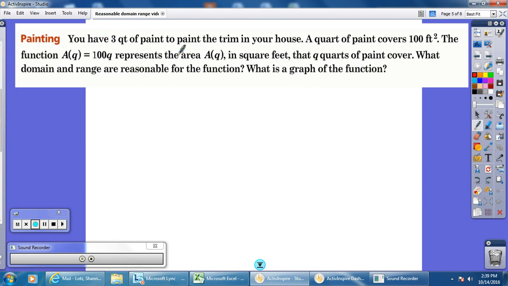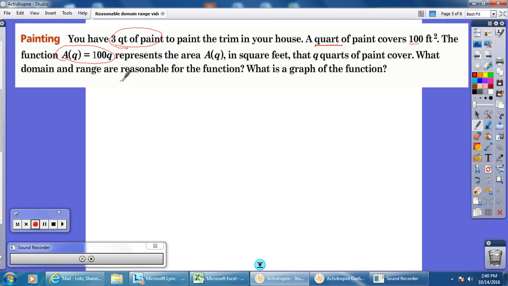So here we have a whole sentence. You have 3 quarts of paint, and you want to paint the trim in your house. 1 quart of paint covers 100 square feet, okay? And it's giving us a nice function. So it represents the area in square feet that how many quarts of paint we have can cover. So what is the reasonable domain and range for this function?